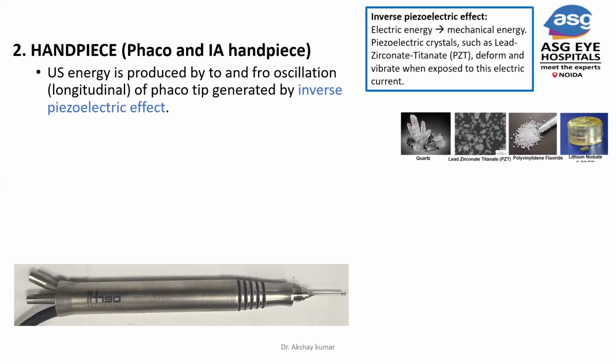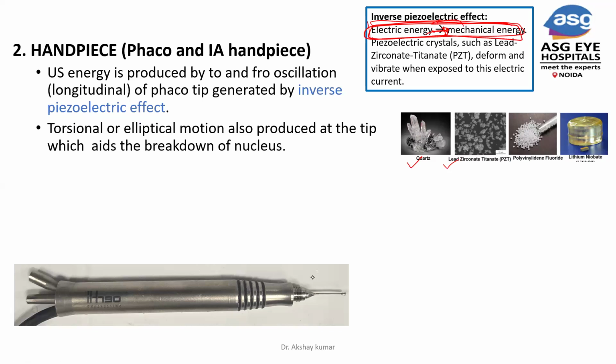Okay. So the piezoelectric effect is when mechanical energy is converted into electric energy. And when electric energy is converted into mechanical energy, it is called the inverse piezoelectric effect. There are some substances which show this property. One example is quartz and lead zirconate titanate and many more. Whenever these crystals oscillate, there is also production of torsional and elliptical motion of the phacotip depending on the type of tip we are using, which helps in the breakdown of the nucleus.